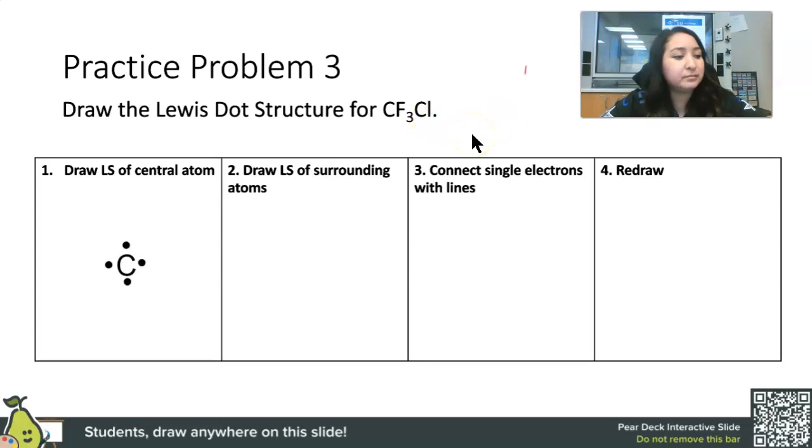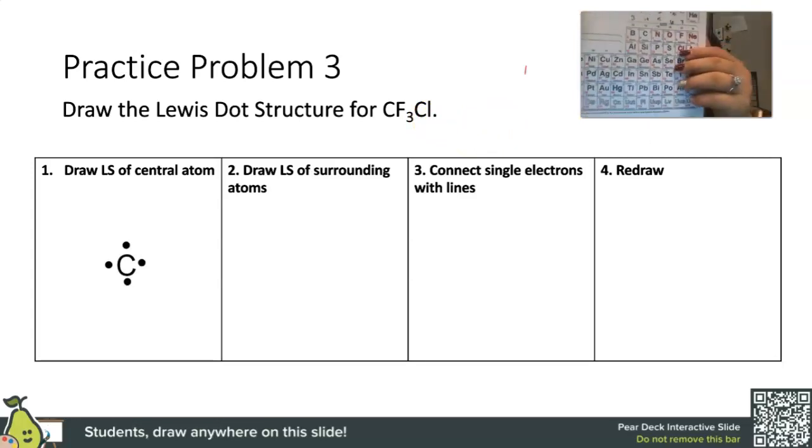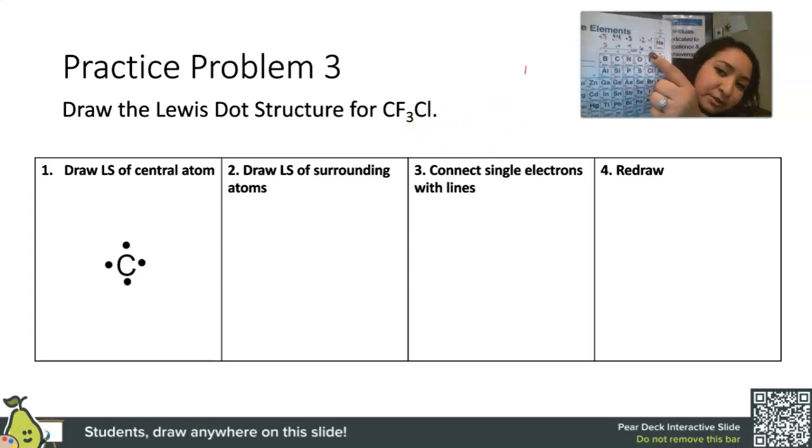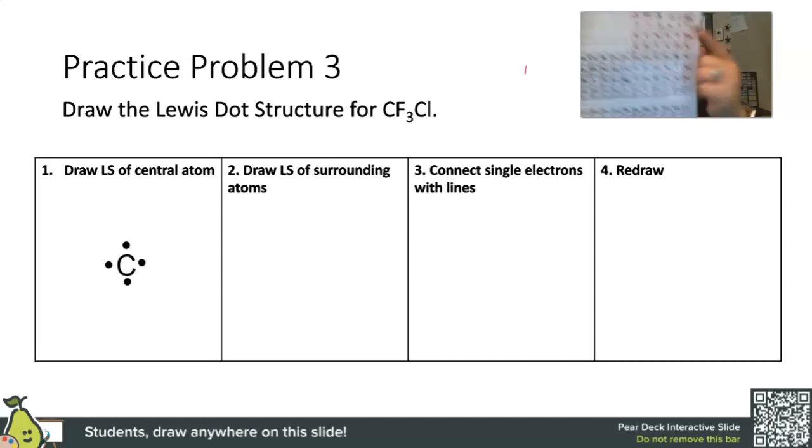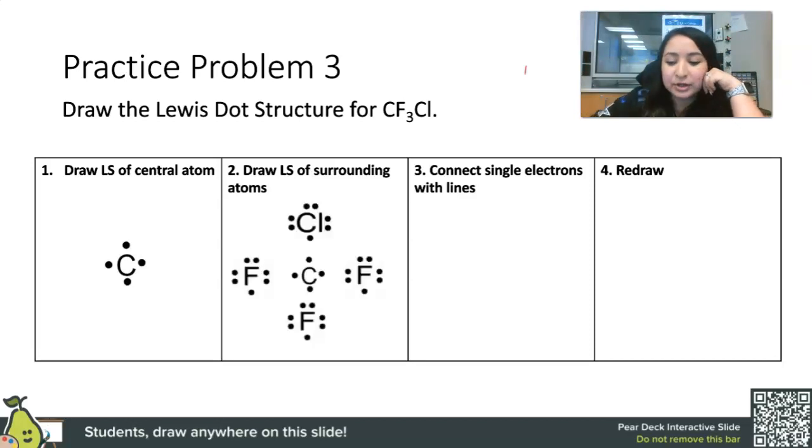Each fluorine, if you look at your periodic table, I keep bringing mine up, has 7 valence electrons. Sorry you can't see my numbers on there. Each chlorine also has 7. So all the fluorines and chlorines should have 7 valence electrons. Let's move on to the next slide.